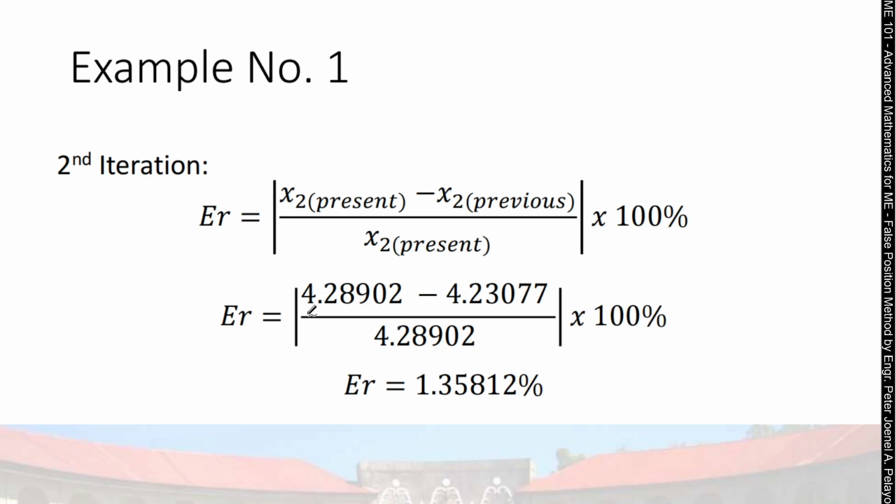So, the absolute value of 4.28902 minus 4.23077 all over 4.28902 times 100% is equal to 1.35812%. So, hindi pa below 0.01%. So, tutuloy natin yung iteration natin.